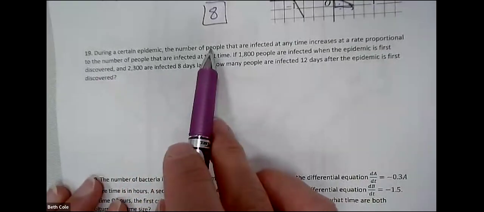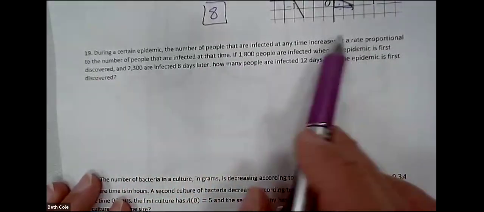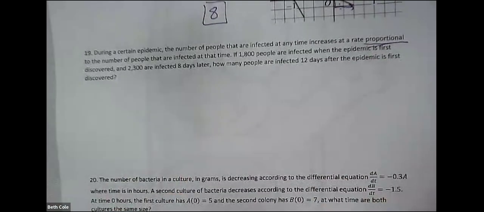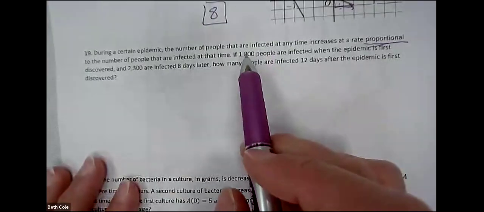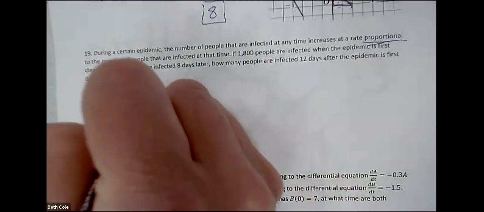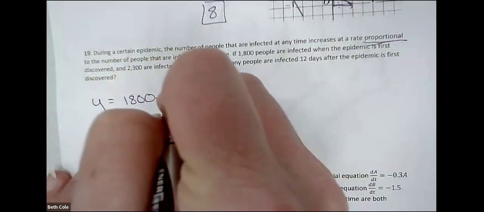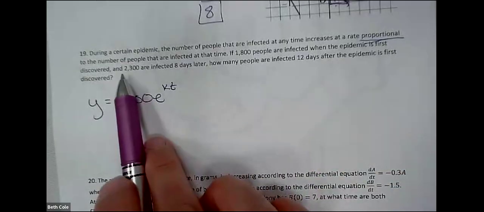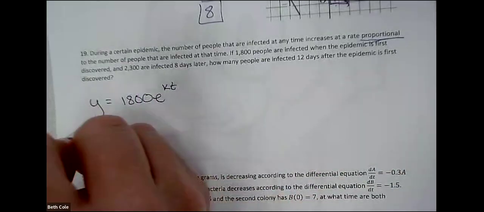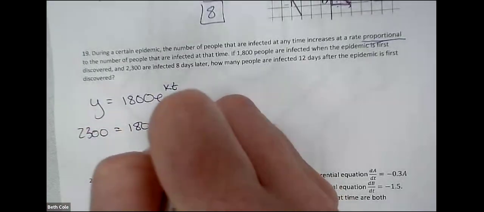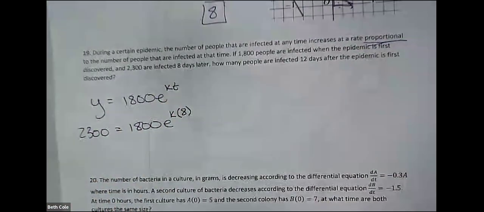All right, during an epidemic, the number of people that are infected increases at a rate proportional to the number of people. That is a sentence that just means this is exponential, right? 1,800 people are infected when it's first discovered, so we're going to start with 1,800 being our initial condition. 2,300 people are infected 8 days later, so 2,300 goes here. We're going to put in 8 days for time.